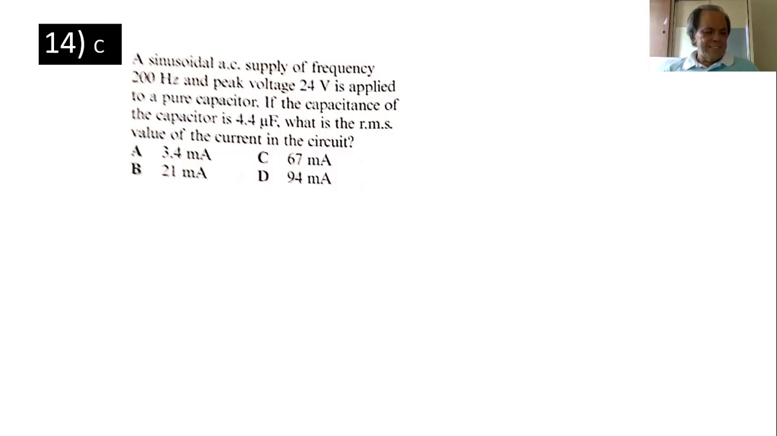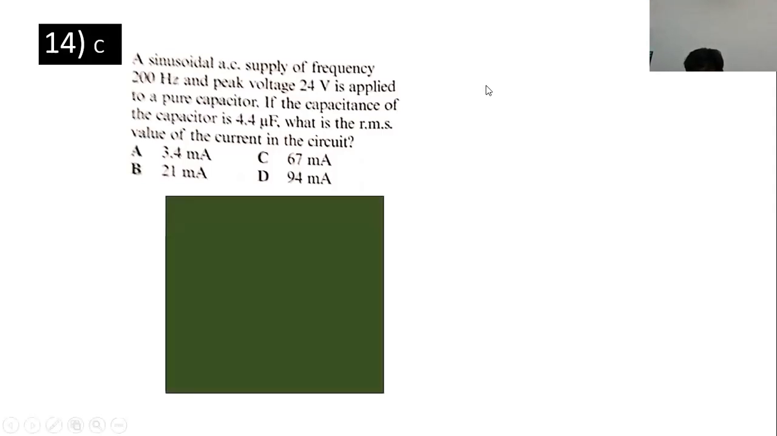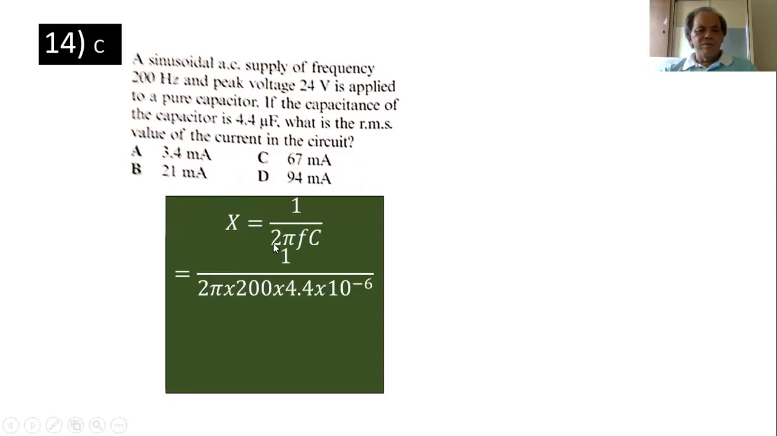What's the answer? Okay, let's see. Calculate your reactance first. Put in your value, 2 pi, 200 Hz. That one, change it to farad. Get 181 ohm.